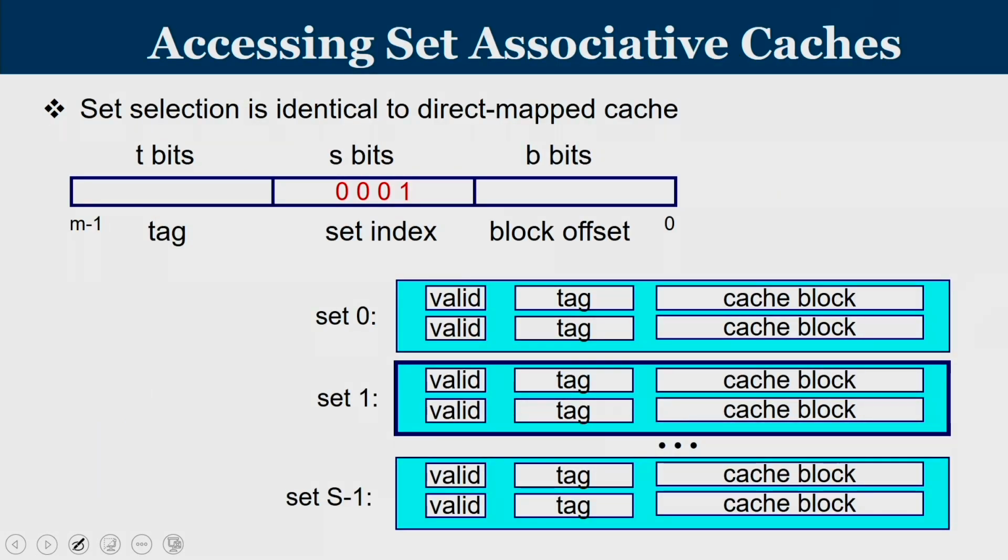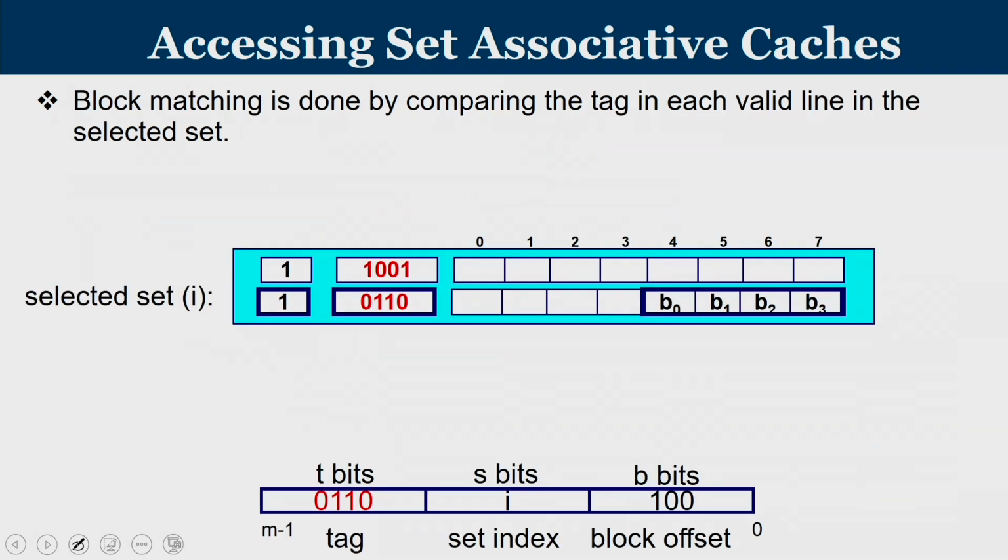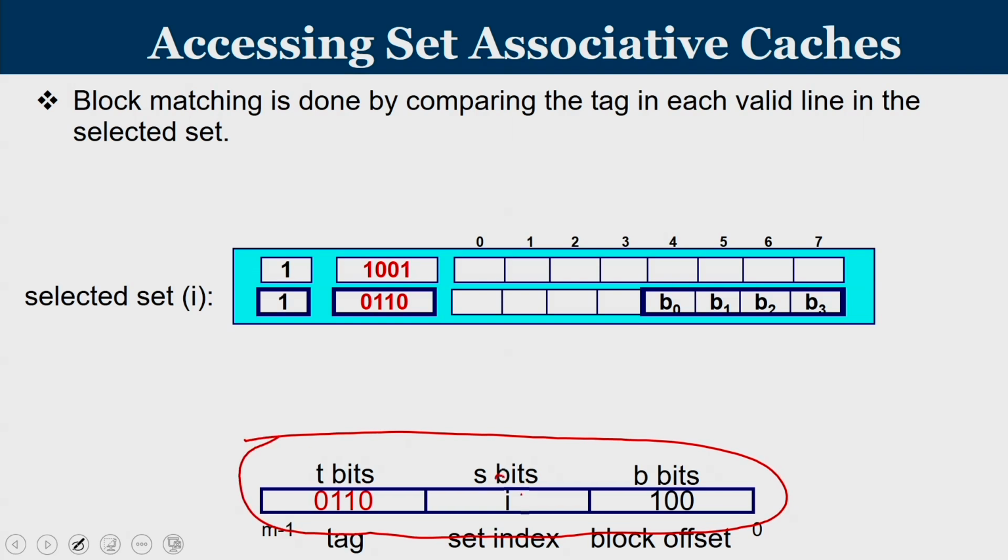Now consider the case where your set index was 0001 and that points to set number 1. Let us say this is the address that has been given, and I have already selected the set. Now in this set I look whether both lines are valid or not. Yes, both valid bits are 1. Now what I am interested in is whether my tag is 0110. In the first one, the tag is not matching; this is a different tag, whereas in this case the tag is matching, 0110.